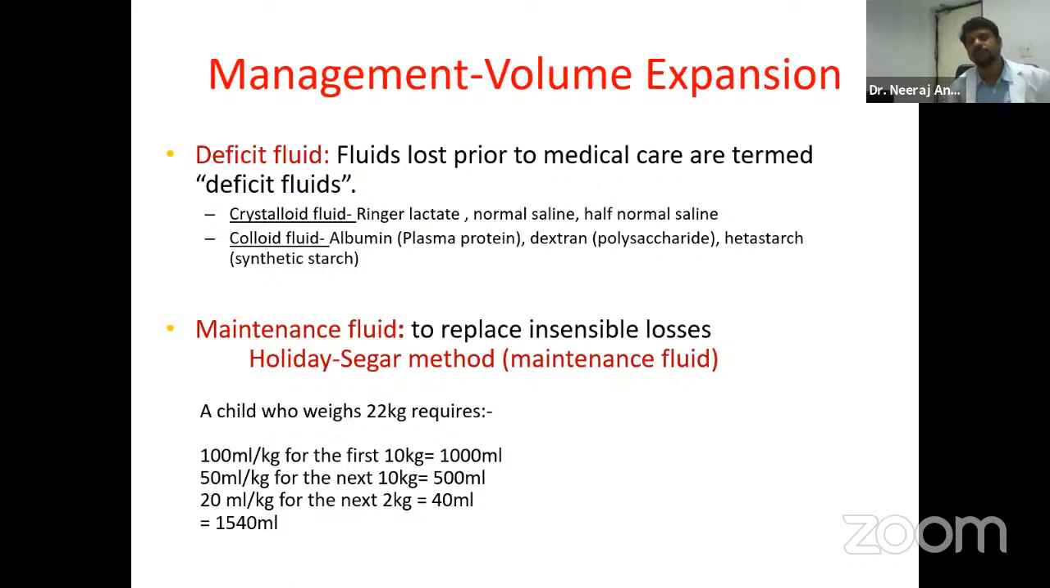So if a patient is of 22 kilograms of weight, for the initial 10 kg at 100 ml per kg of fluid, we will give 1000 ml. For the next 10 to 20 kilogram weight, we will give 50 ml per kg, that is 500 ml. For the next 2 kilograms of weight, we will give 20 ml per kg of fluid, that is 40 ml. So the total fluid requirement will be 1540 ml for 24 hours.